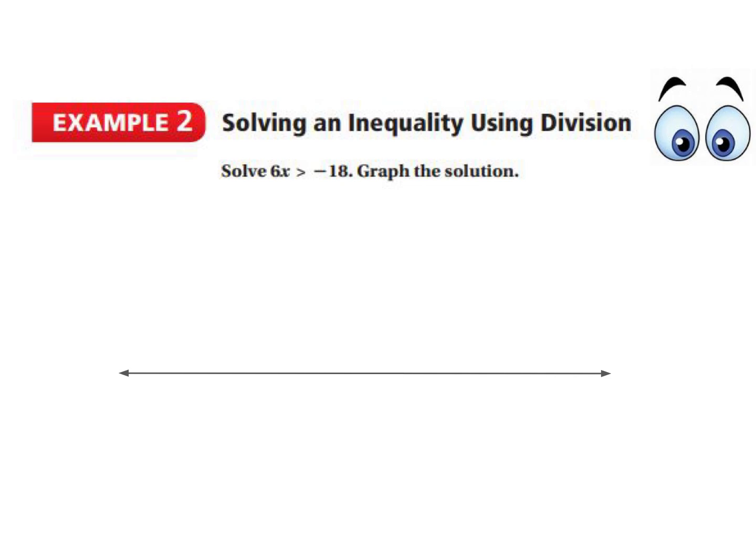All right, our example 2. Same thing now with division. Okay. I see 6x is greater than negative 18. For division, or when I have a number that's directly attached to my variable, I need to do dividing, right? We can assume that there's a multiplication sign in between there. So here I'm going to divide both of these sides by my coefficient, or 6.